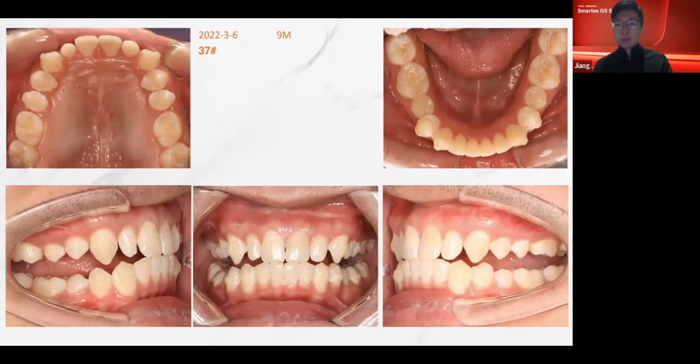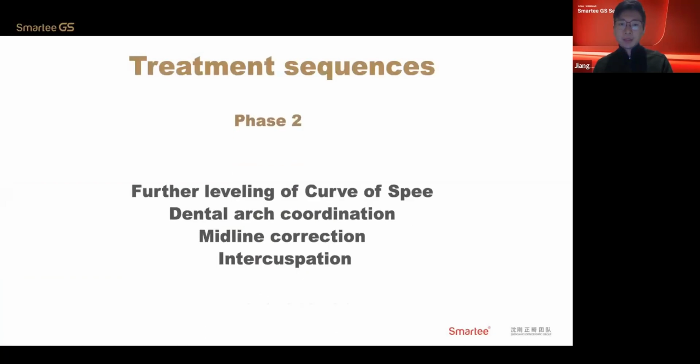And after about 9 months of phase 1 treatment, we can see that the mandible is stable in a new position. And at this time, the molar area is open bite. But don't worry. In phase 2, we should further level the curve of Spee, and we should do dental arch coordination. And also, we should correct the midline and build the intercuspation. The priority is leveling the curve of Spee and the intercuspation.